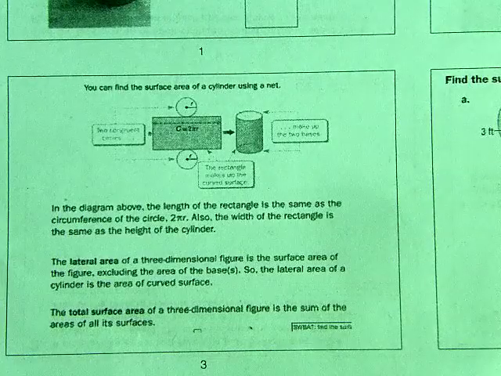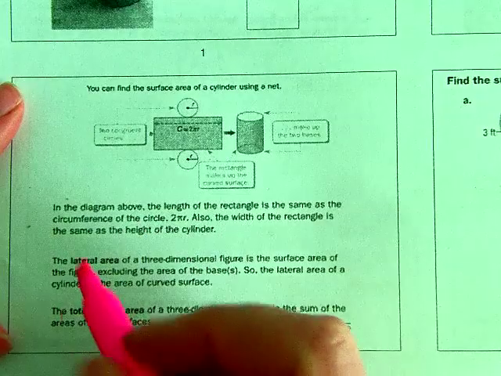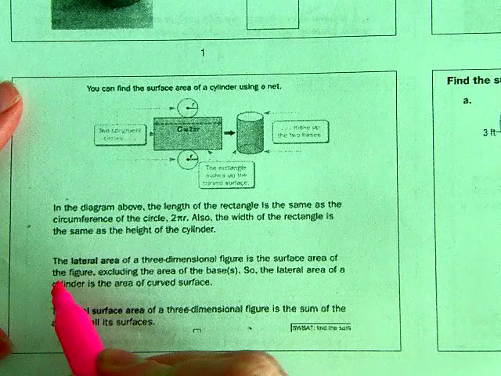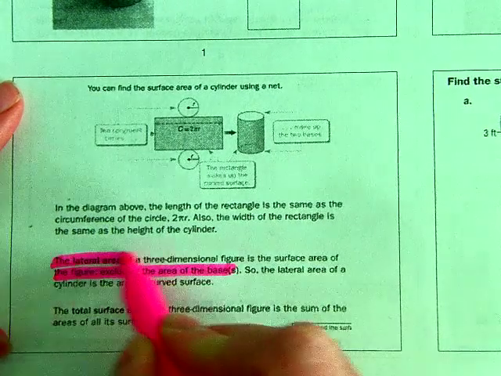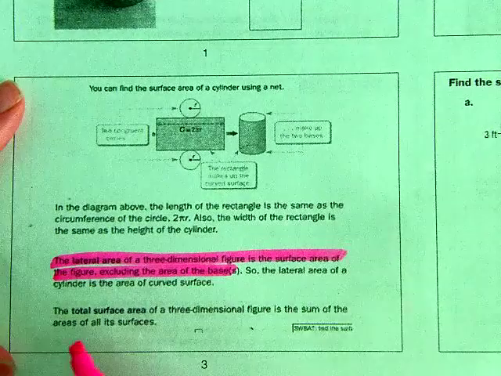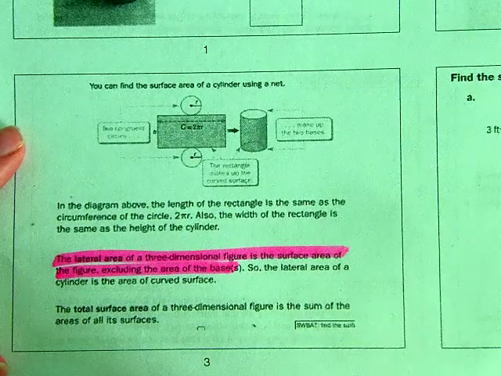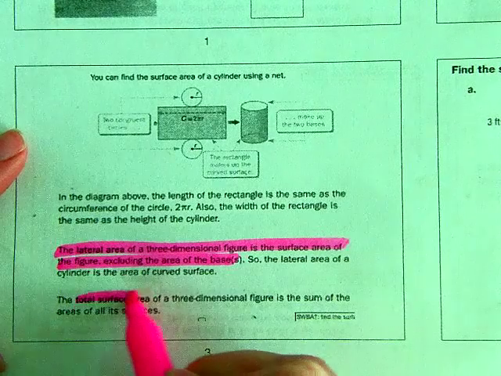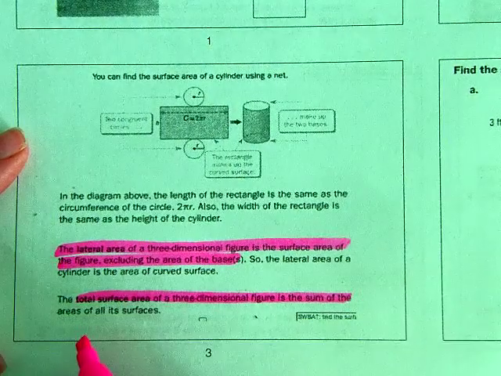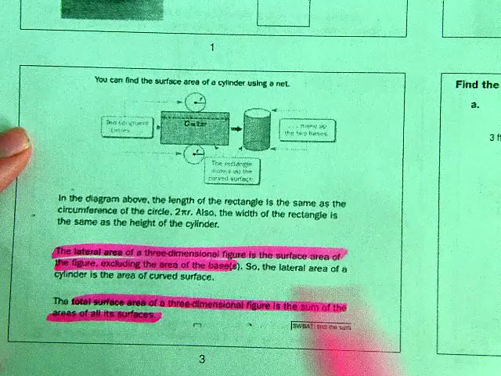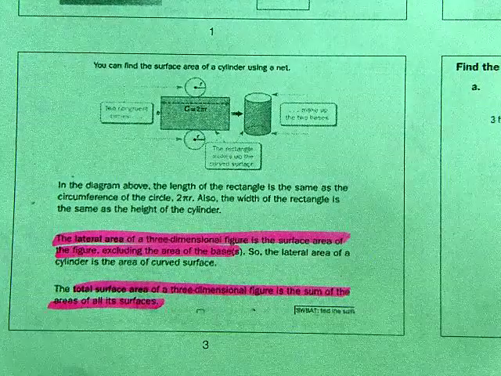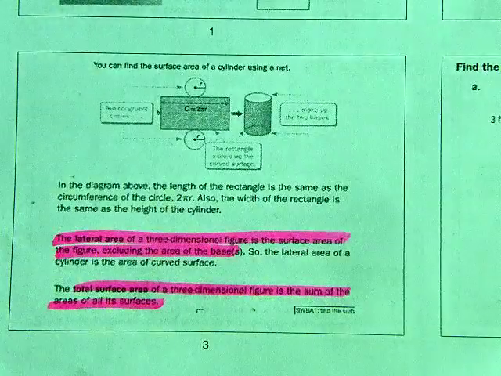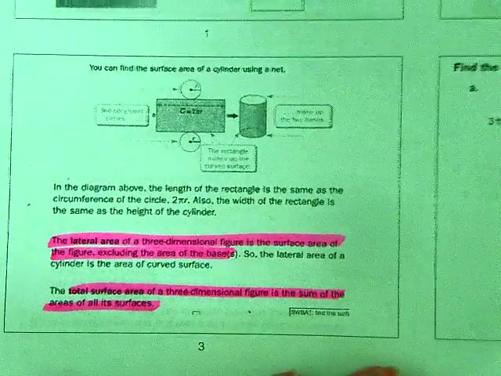So here's our vocab. The lateral area of a 3D figure is the surface area of the figure excluding, so taking out, the area of the bases. The lateral area of a cylinder is the area of the curved surface. The total surface area of a 3D figure is the sum of the area of all its surfaces, given by a different formula. Make sure you carefully read the directions on which one we need to find.